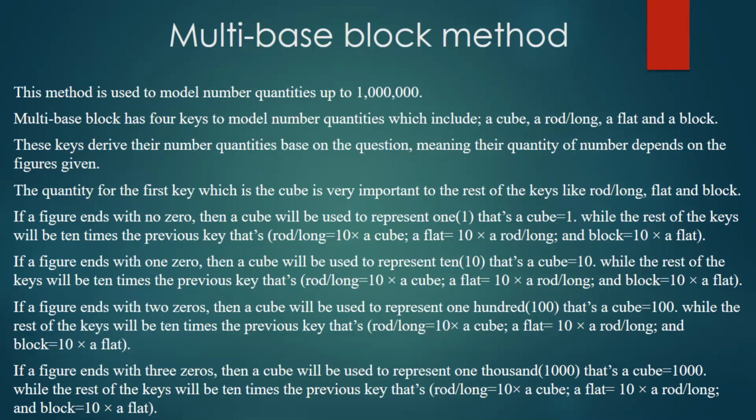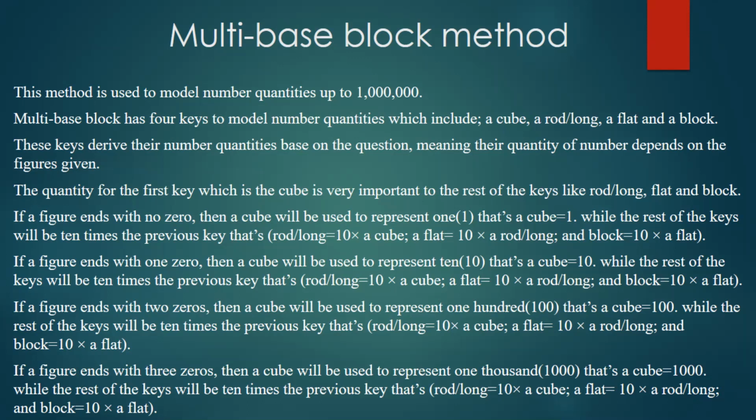Multi-base block has 4 keys to model number quantities, which include a cube, a rod or long, a flat, and a block. These keys derive their number quantities based on the question, meaning their quantity depends on the figures given. The quantity for the first key, which is the cube, is very important to the rest of the keys, like the rod, flat, and block.